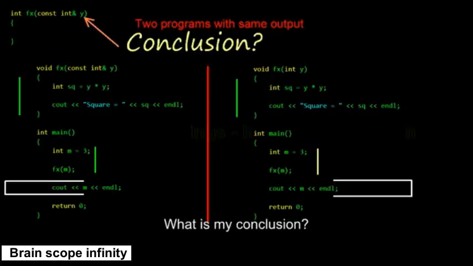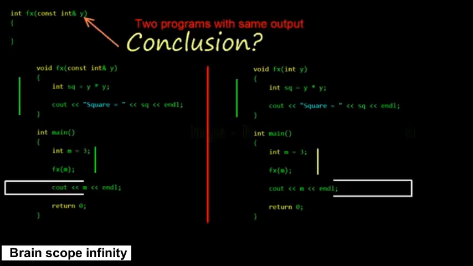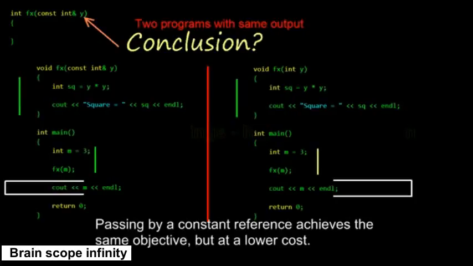What is my conclusion? If your function doesn't change its parameter, pass it by constant reference. Don't pass by value. It will create an unnecessary copy of the whole data. Passing by a constant reference achieves the same objective, but at a lower cost.